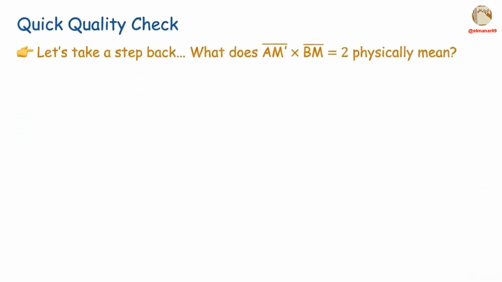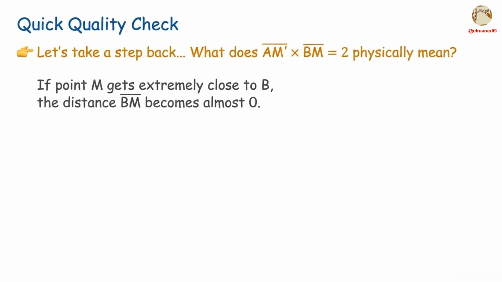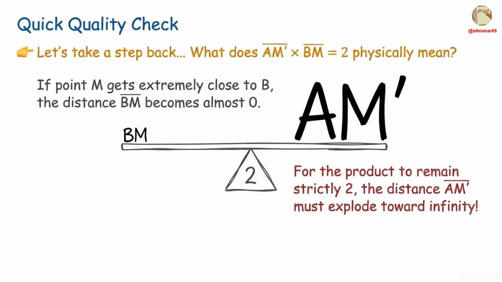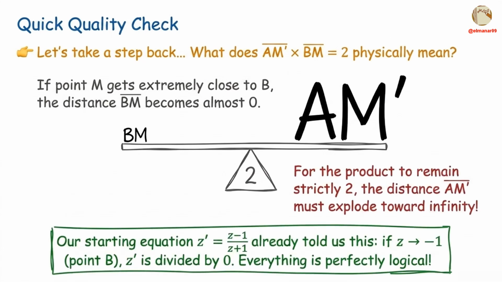Let's do a quick reality check to make sure this makes physical sense. Look at our seesaw analogy for AM' times BM equals 2. If point M moves extremely close to point B, the distance BM shrinks towards 0. To keep that product equal to 2, the distance AM' has no choice but to explode toward infinity. This perfectly matches our original equation, where z approaching -1 causes a division by 0. Logic and geometry are perfectly aligned.